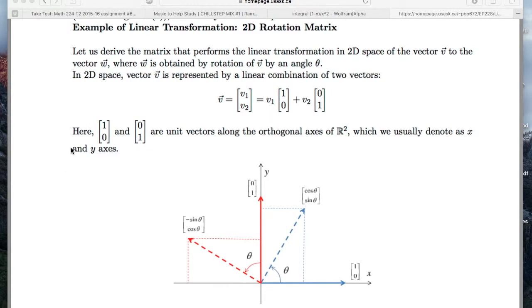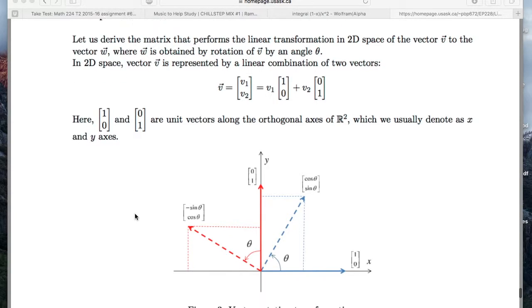This is just a bit of a lowdown on what Lab 7 of EP228 looks like. It's just a lot of function writing. It's not too bad. The very first question asks us to derive rotation matrices for a three-dimensional system.